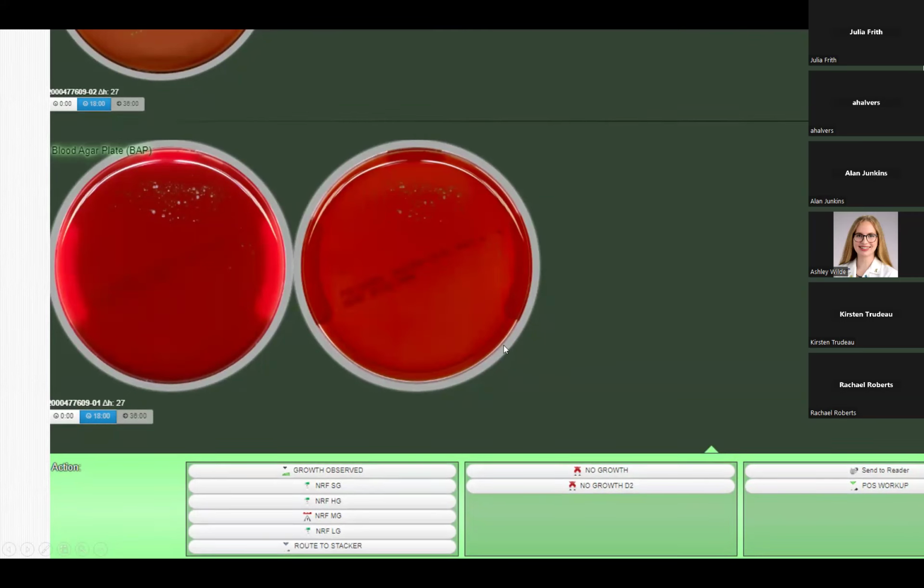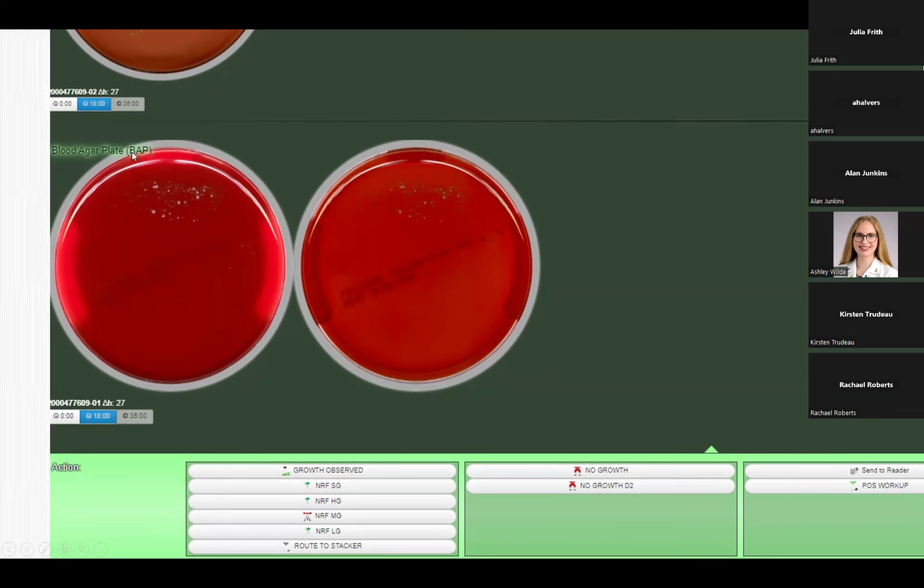So if I look at this and think there's something in here that needs to be worked up, something important in here, then I can say send a reader or positive workup. That's going to come out to one of those stackers, and then we can pick it up and actually work at the plates to do the actual identification.